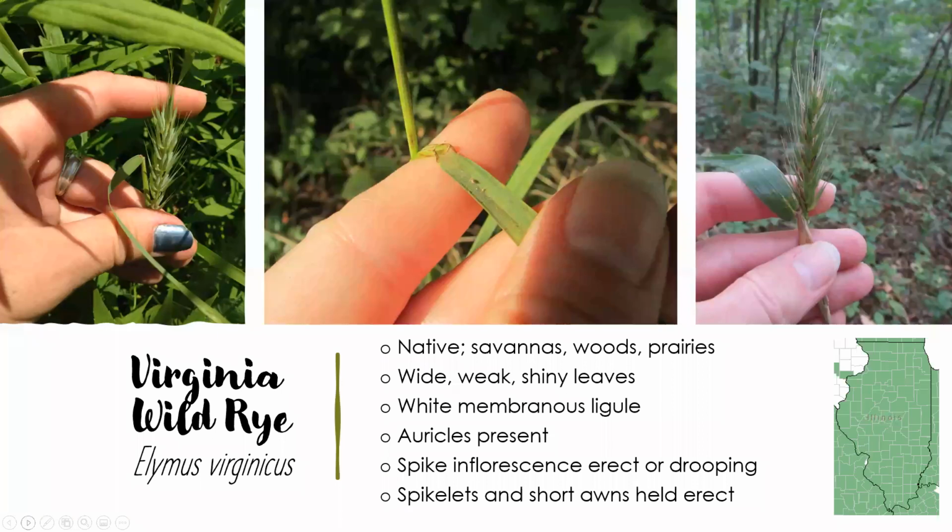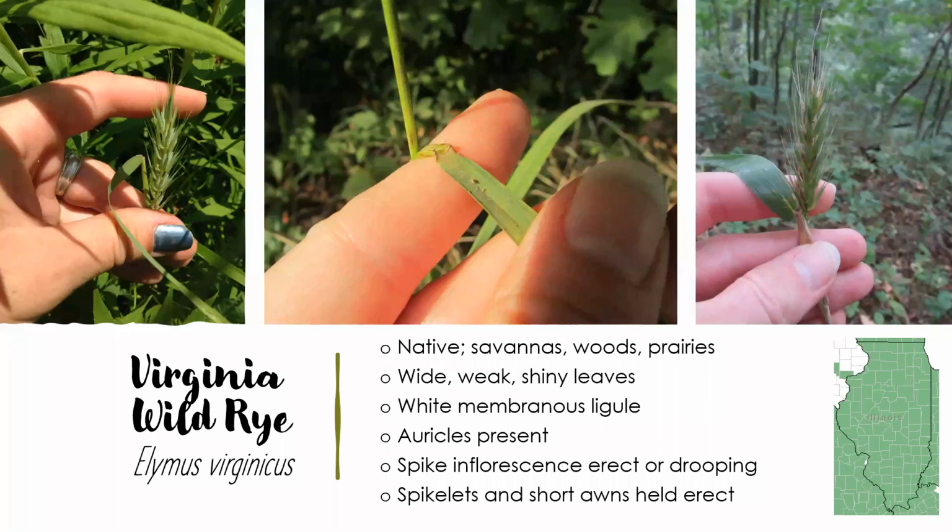Okay, so keeping that one in our mind, our next one is Virginia wild rye. Okay, another ryegrass, Elymus virginicus. This ryegrass is also a native species found in savannas, woods, and prairies. So it's much more common and not restricted to woodlands. So I had to make a decision on where to put each grass that we're going to talk about this week. So not all of these are just restricted to the woods. This one I found numerous times in open, sunny areas as well.